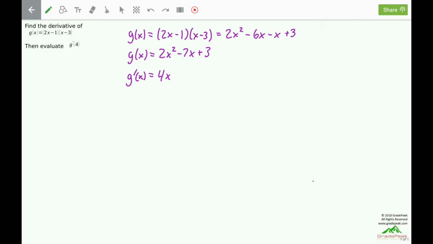The second term is a constant times an x. The derivative of that will be the constant. The last term is a constant with no variable at all. The derivative of that will be a 0. So g prime of x will be 4x minus 7.